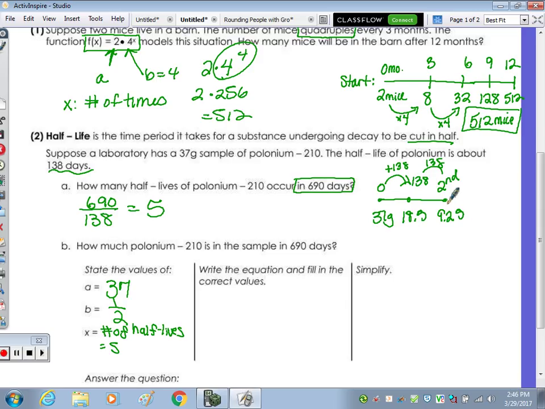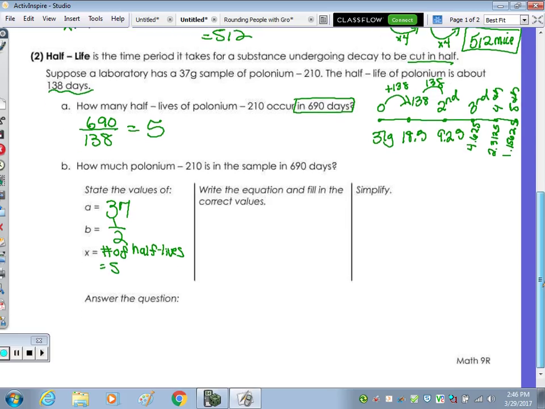9.25. Go out to the third. I'm going to start writing sideways. Cut that in half, and we get? Yep, 4.625. Go out to the fourth, and then fifth. Cut that in half. 4.625 cut in half is 2.3125. And then last, cut that in half, and we're at 1.15625 is our final answer.